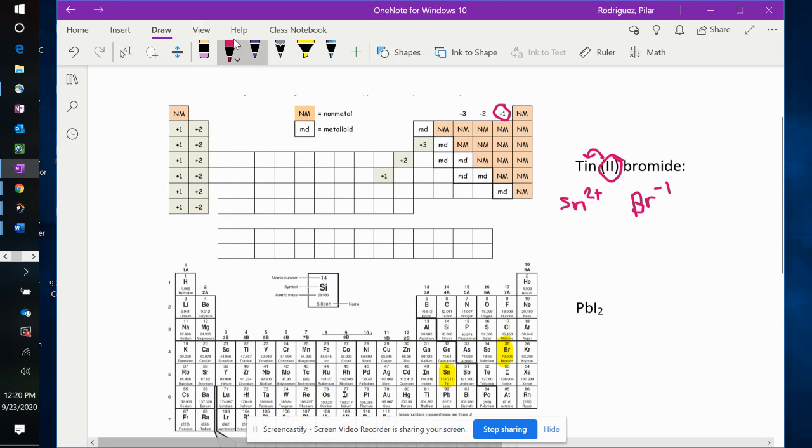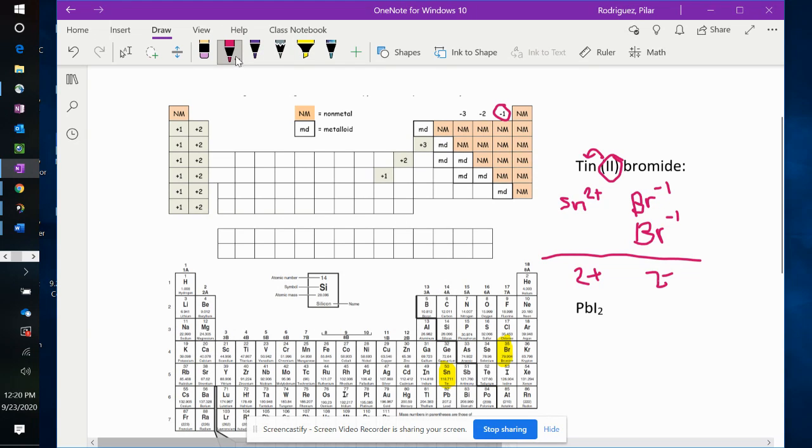Okay, so now I have to somehow make these two atoms balance out. And I know that I have a charge of 2 positive here and -1. So if I were to add another bromine atom with another charge of -1, the total charge of this atom would be 2 positive, and the total charge of these two atoms will be 2 negative. And 2 positive, 2 negative will cancel out to 0. So I know that I only need one tin atom and 2 bromide atoms.